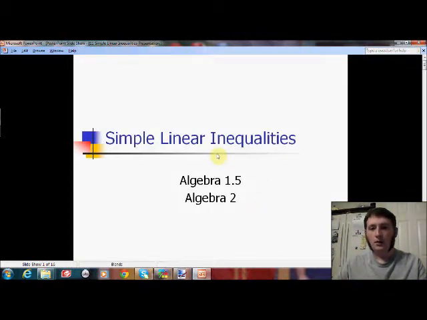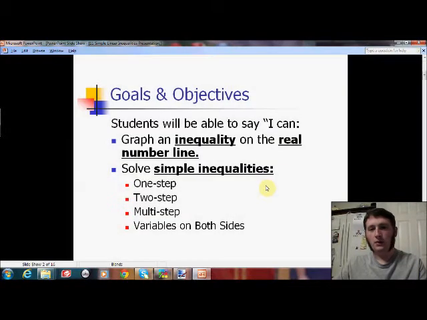Hello. We've been solving equations, so now we're going to look at inequalities, which are very similar to equations, but there are a few slight differences. And so the goal for this lesson is to be able to graph inequalities with the number line, and we're going to solve what I consider to be the simple inequalities.